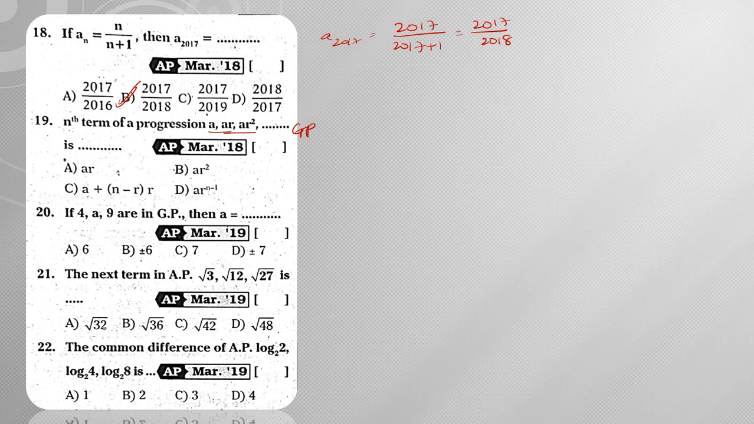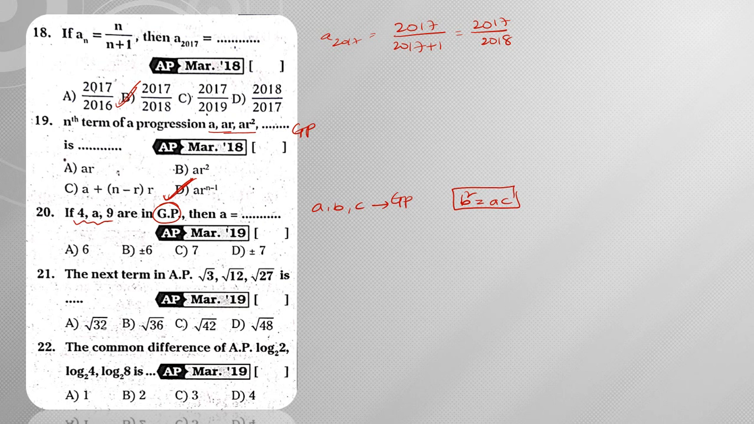Hence the nth term of this geometric progression is given by a into r power n minus 1. Next, moving on to question number 20. It says these three terms are in GP. Whenever A, B, C are in GP, the condition is B square is equal to AC. That means the square of the middle number is equal to the product of the remaining two.